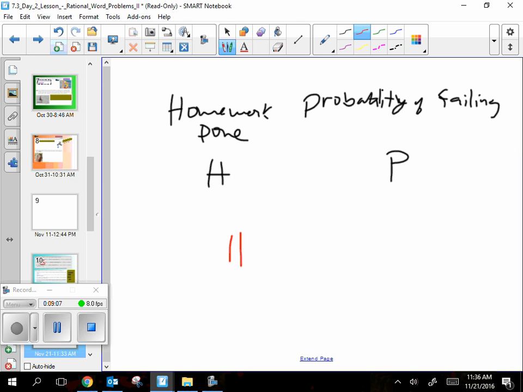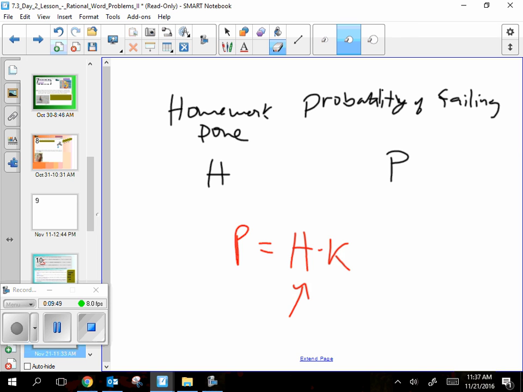So for example, if you did this, H equals P times K, you missed the point. Because what that does is, the more probability that you have, the higher amount of homework that you do. It's not exactly it. What if I switch them around? P here and H here. Still not good. Because if you increase the H, do you get that the P will get bigger? The more homework you do, the higher your probability of failing. That's not good. So what should it have been?